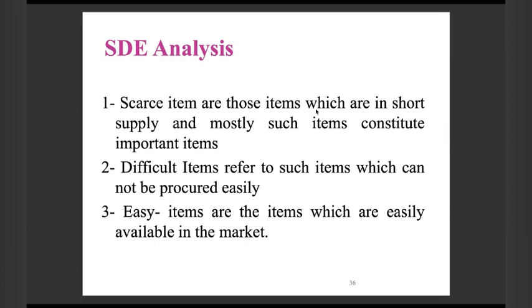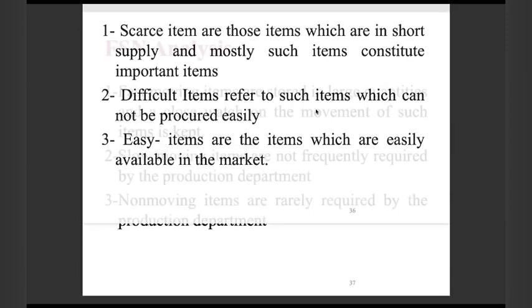Difficult items refer to such items which cannot be procured easily. It might not be scarce, but it's hard to get those. Procured means it's hard to buy those for your company. It's hard to find those. Then easy. Easy items are the items which are easily available in the market.